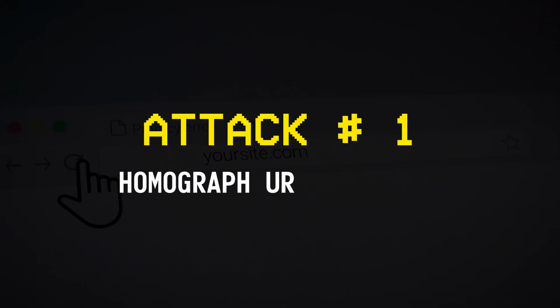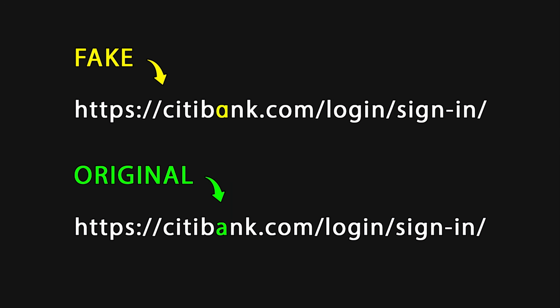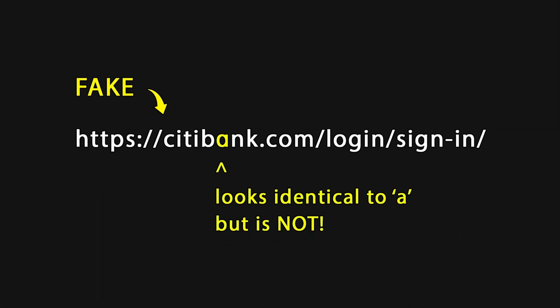Attack Vector 1, Homograph URL spoofing. Okay, so starting off, if you're someone who's cautious enough to double-check URLs before clicking them, our first technique might be your next nightmare, as hackers can now register domain names that look exactly like the real ones, using letters that look identical but are actually from different languages. Let me show you what I mean.